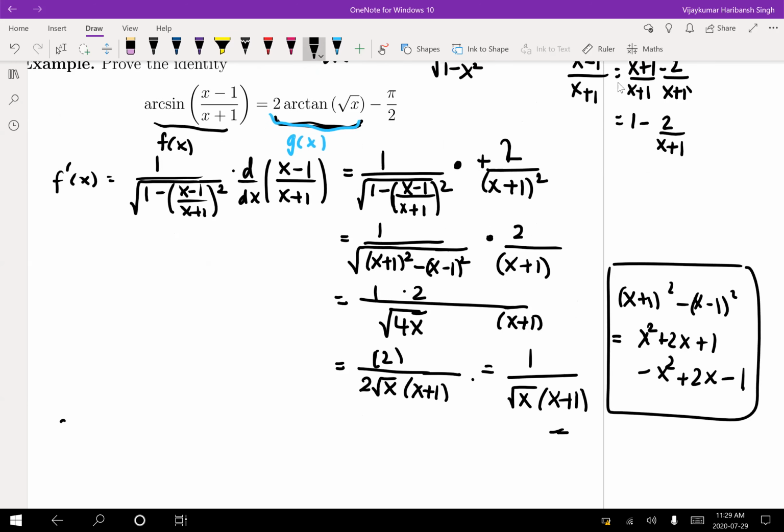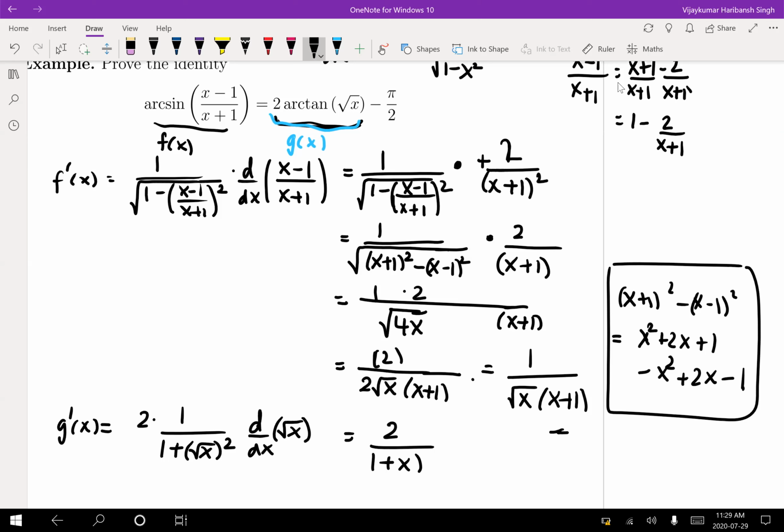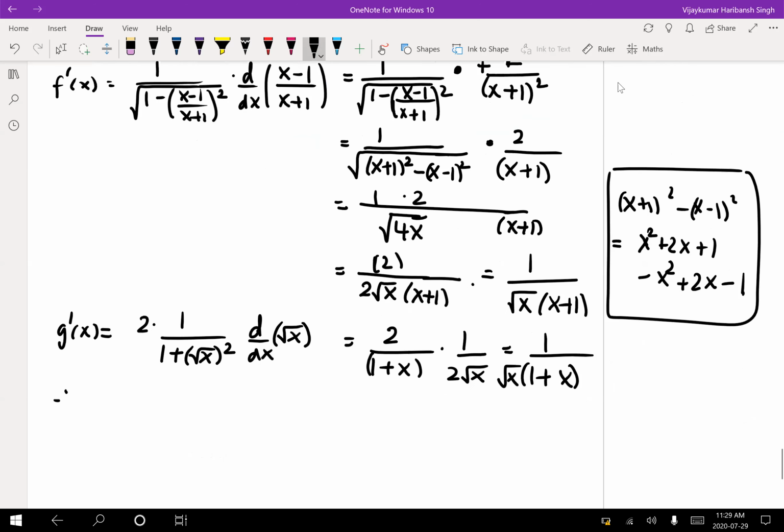Now what is g prime x? g prime x equals the derivative of this, so 2 times 1 upon (1 plus square root of x) the whole squared, times d by dx of square root of x. So this is going to be 2 times 1 plus x multiplied by 1 by 2 root x, which is going to be 1 by 1 plus x times square root of x. Therefore, f prime x equals g prime x. This implies f of x equals g of x plus c.